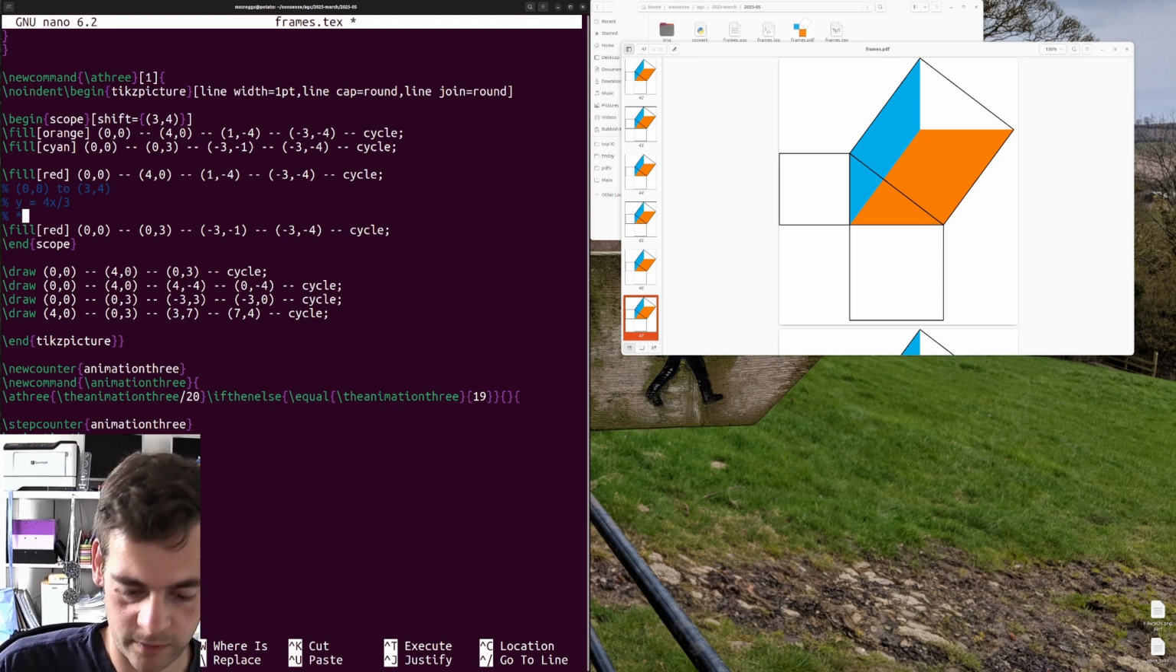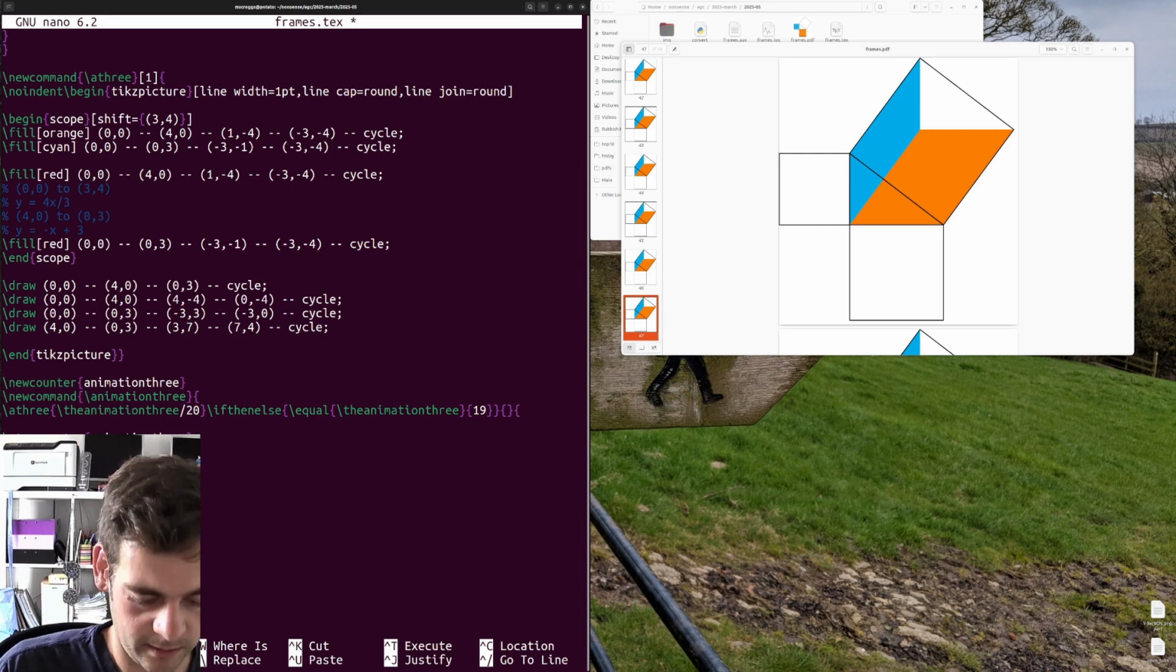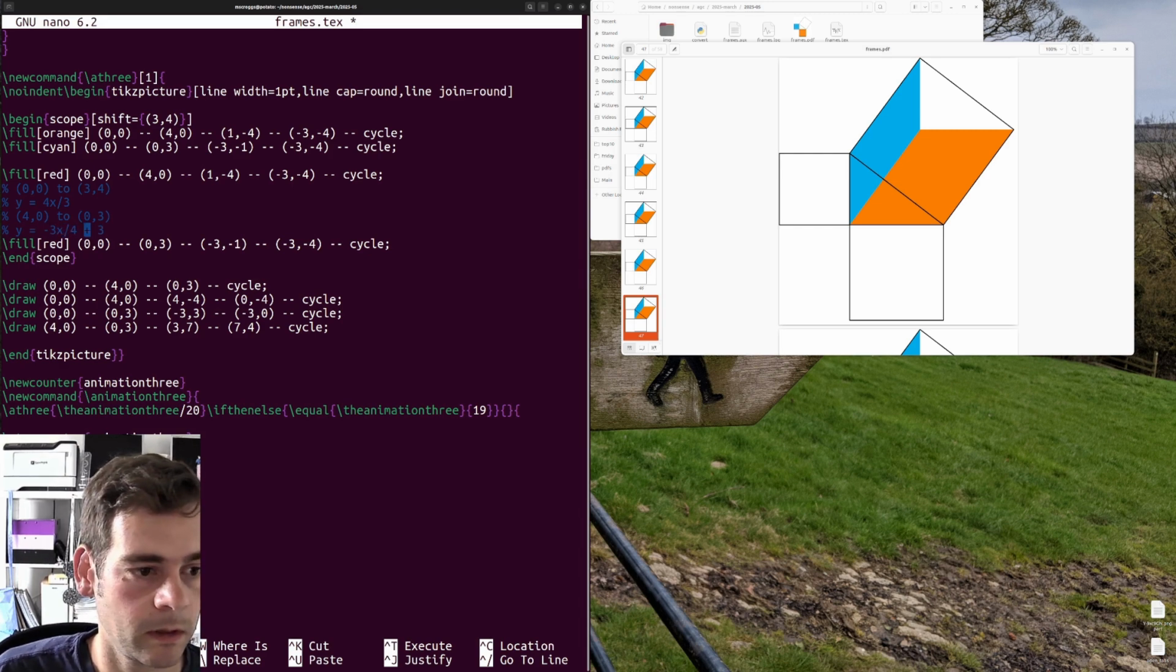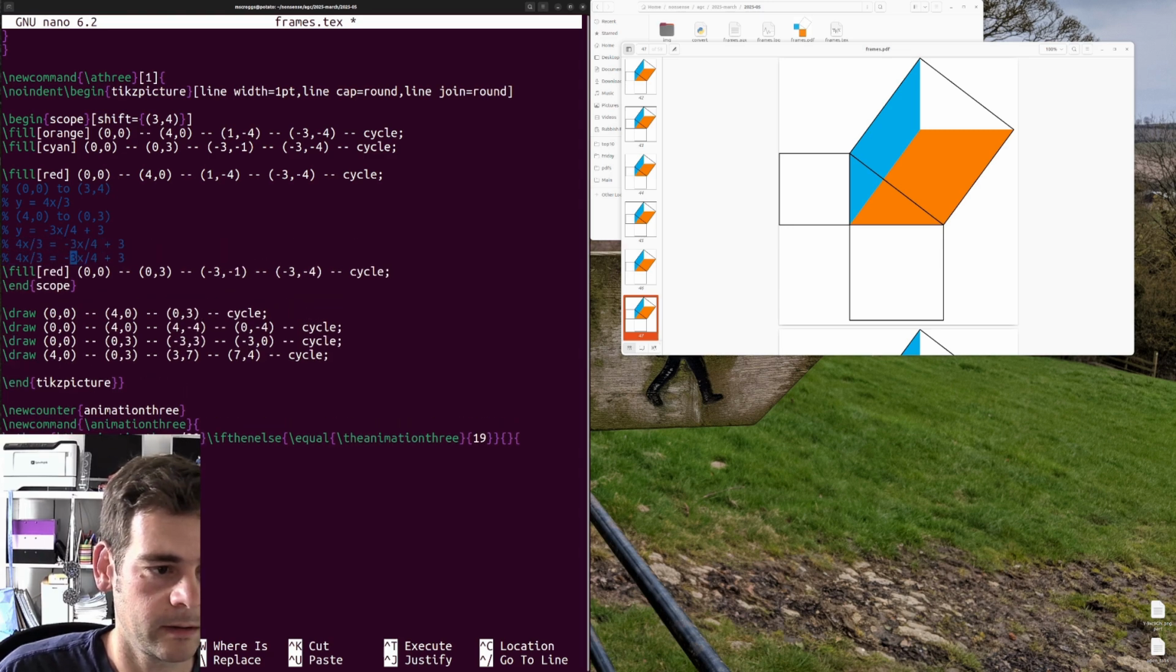And then the other line we've got goes from 4, 0 to 0, 3. And that's going to be y is equal to gradient x plus c, which is 3. And the gradient here is minus 3 over 4. Okay, so where do these two lines meet? Well, that'll be when that equals that, which is when that plus that is equal to 3.